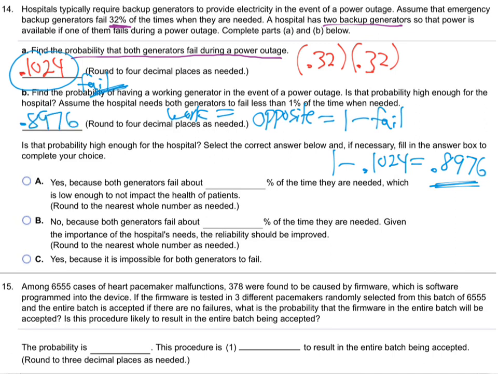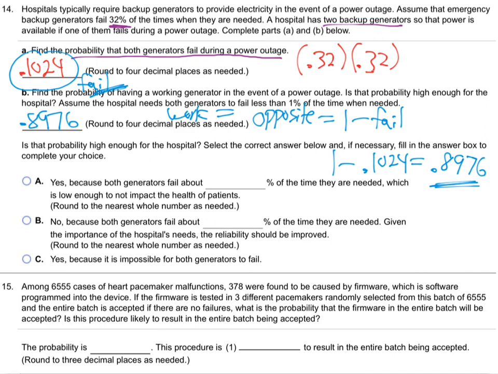0.8976. That makes sense, what we did there? So whenever they ask you an opposite question, you always do 1 minus. So the chance it's going to work is the opposite of the chance it's going to fail. 1 minus that. So, all right, is that good?